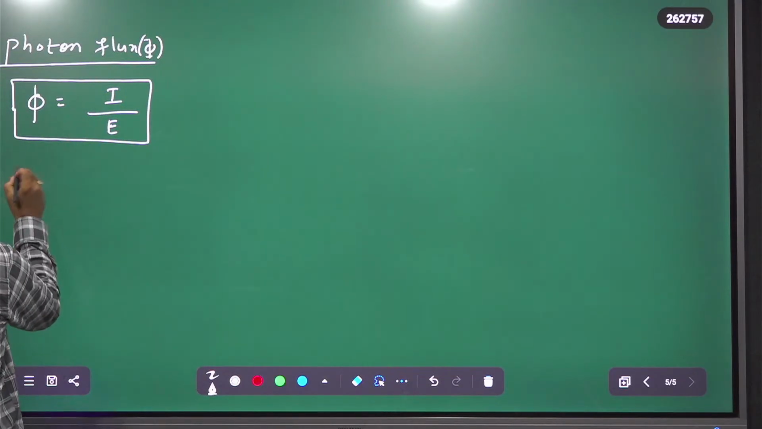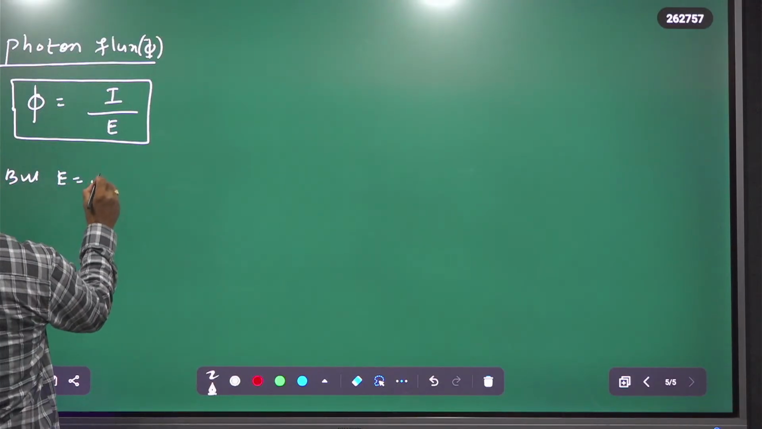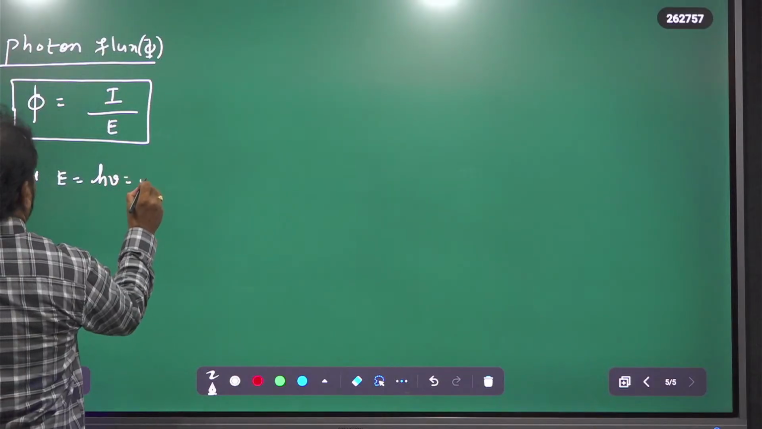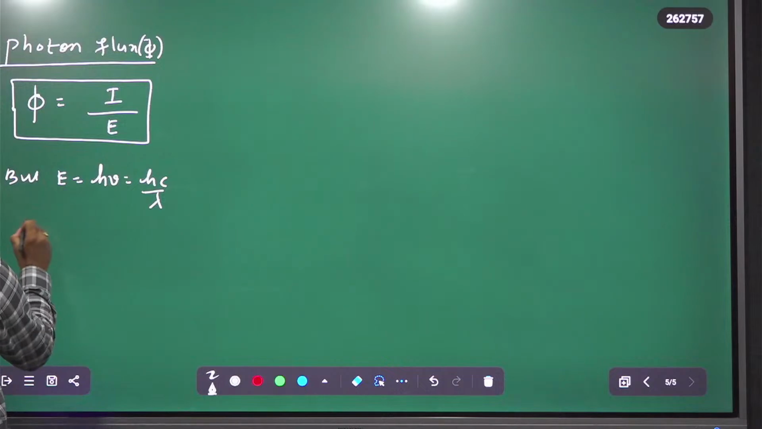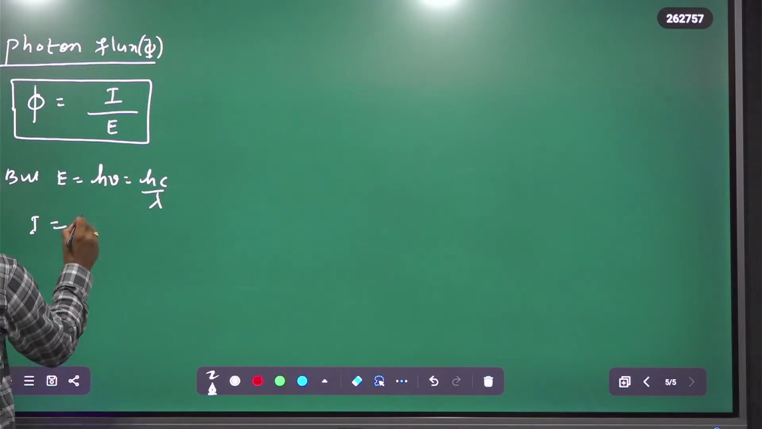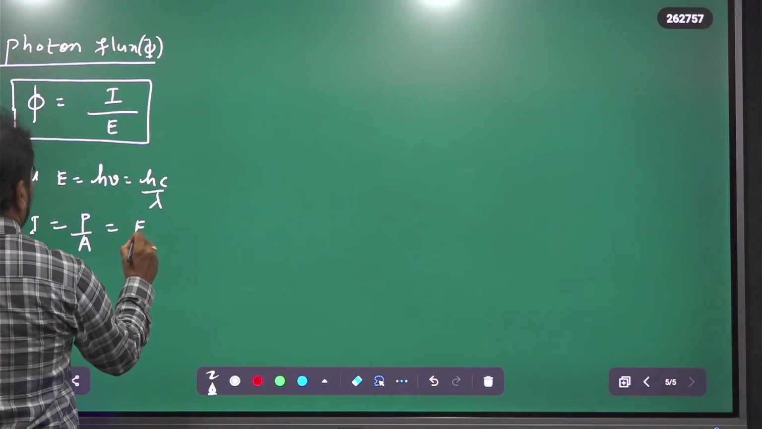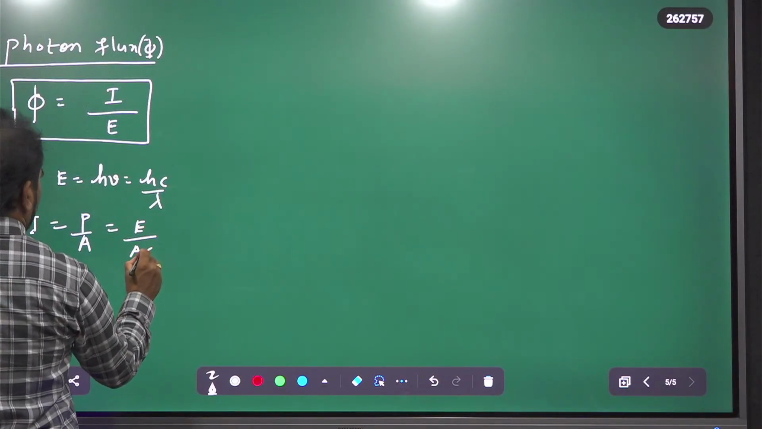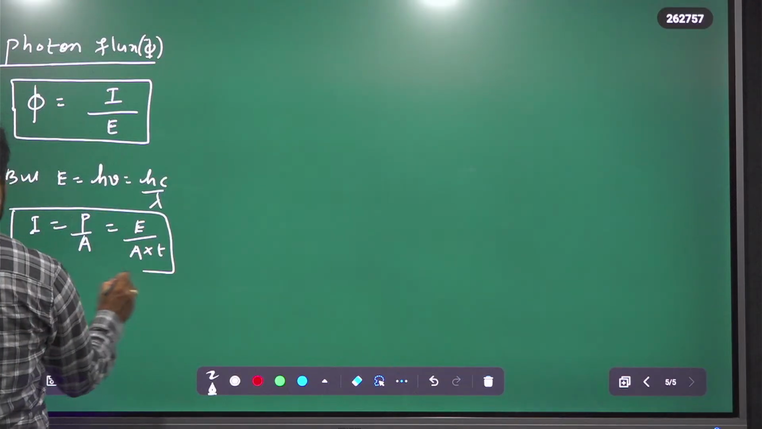But the E value we already know. E is equal to h nu, that is hc upon lambda. What is the value of I? I is equal to P upon A, or E upon A into T. P is equal to E upon AT. Therefore, these two values are substituted in the above equation.